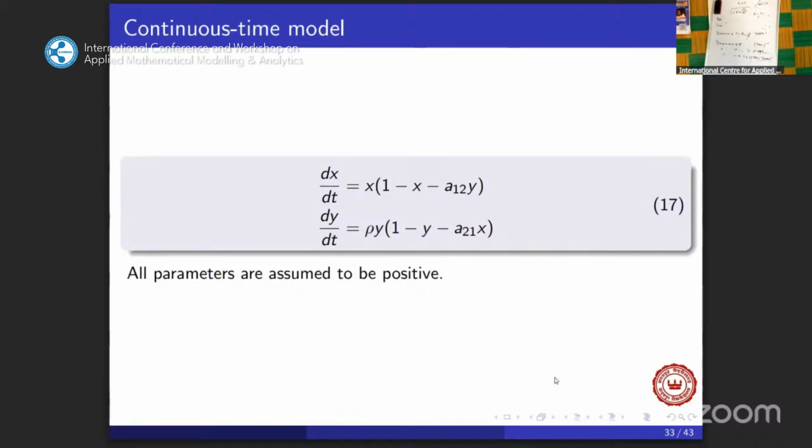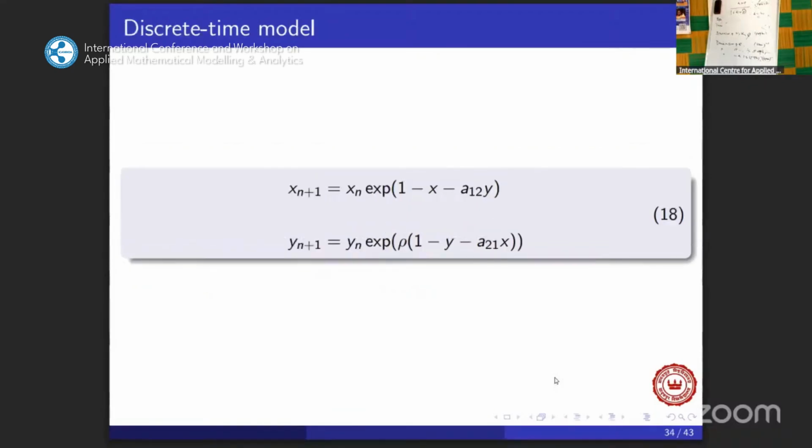Here, X and Y are both at the same population level, both have a carrying capacity, and we get the following system: dx/dt is equal to this one. Here the parameters A12 and A21 are the competition coefficients. Next, this is the discrete model system.